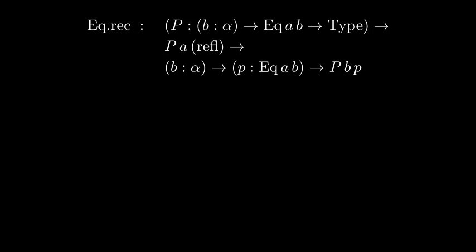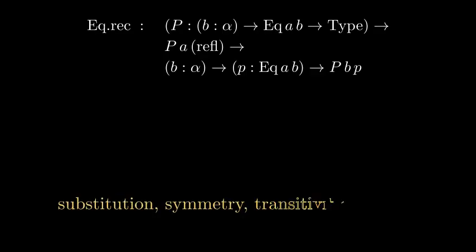The recursor that falls out, historically called J, says this. To prove anything about an arbitrary equality proof, it suffices to prove it for the canonical refl case. Substitution, symmetry, transitivity. Every rule of equality reasoning you've ever used derives from that one principle. From a single constructor, an entire logic.